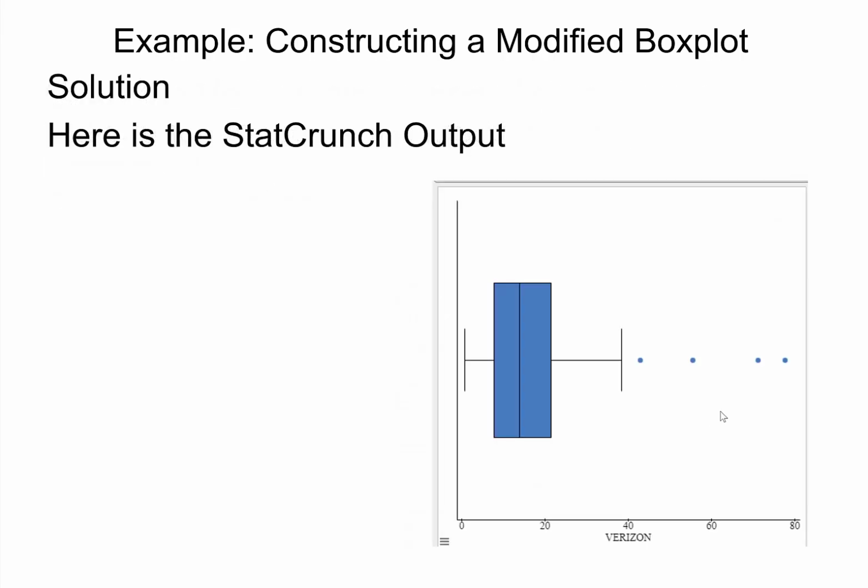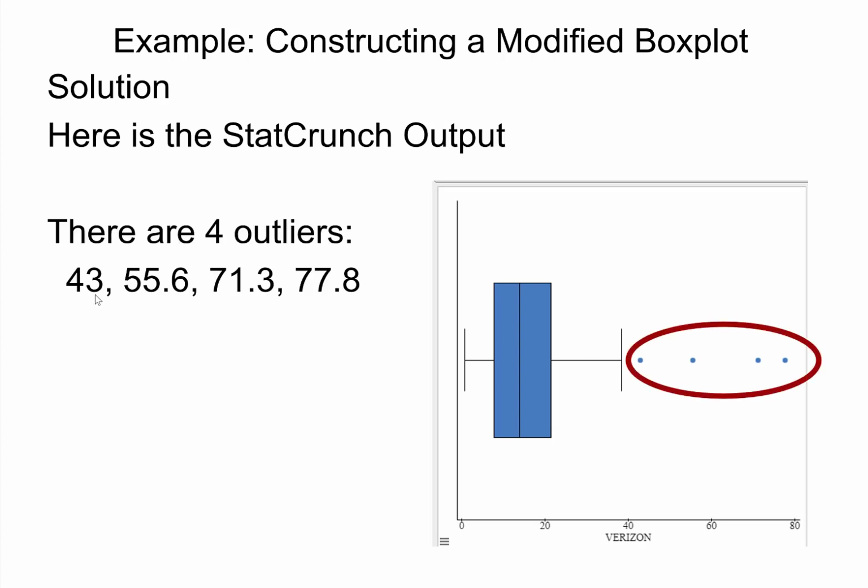And so for that speed data, there actually are 4 outliers up here on the high side. And you can see the skewness actually. You see how long the tail would be here if we did a histogram. So there's 4 outliers. And in the data set, I can identify those as 43, 55.6, 71.3, and 77.8.